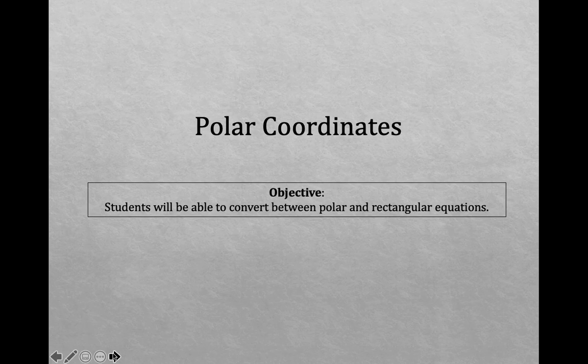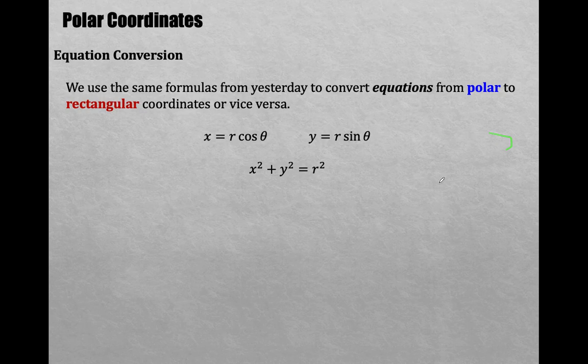Okay, so the difference, even though we're still in the polar coordinates section, is that we are moving from coordinates to equations, because equations really are made up of a bunch of coordinates, aren't they? So equation conversion uses the same formulas as your coordinate conversion, right? How you go from x to polar, y to polar, and x squared and y squared to polar r squared.